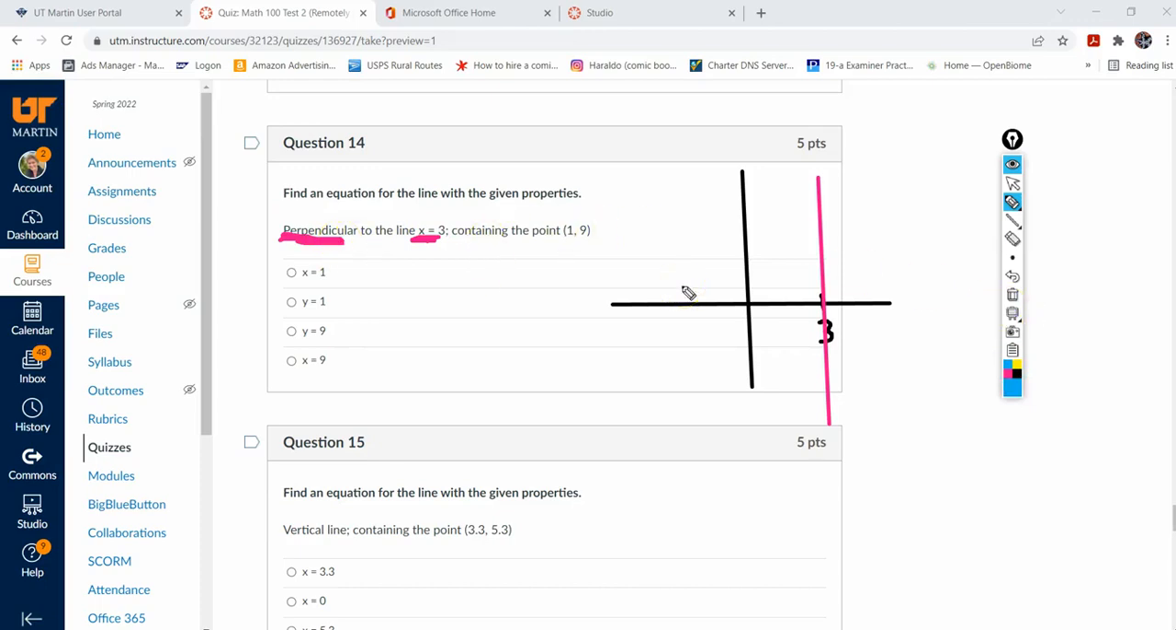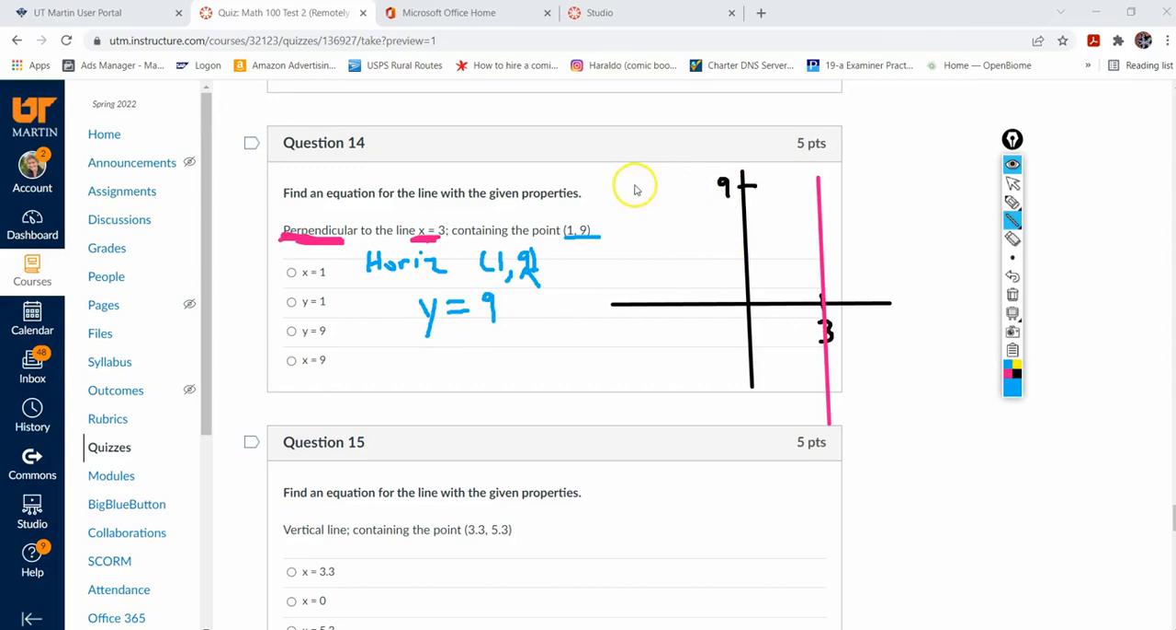A line perpendicular to a vertical line is a horizontal line. So what we want is the horizontal line that contains (1, 9). Now, a horizontal line has equation y equals a number, and that number is going to be the y coordinate of that point. And so where would that be? Up here.